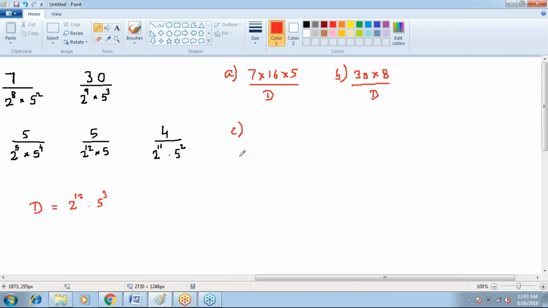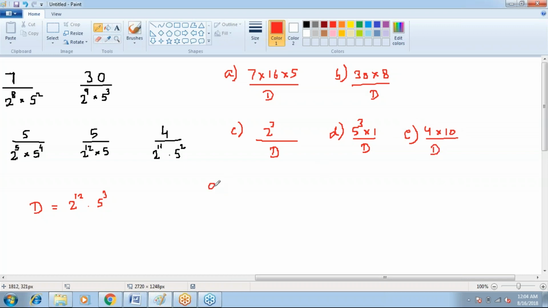C option. I already have 5 cube in the denominator. I have 2 to the power 5, so to write d below, all I need is 2 to the power 7 in the numerator. Fourth option, I have 5 to the power 1, or consider 5 to the power 0, so I need 5 cube on top and nothing else, divided by d. And the last option, I need a 2 and a 5 both. So 4 into 2 and 5 upon d.